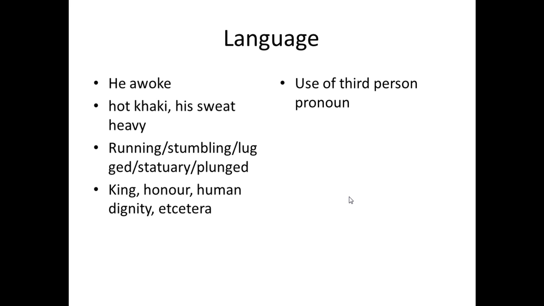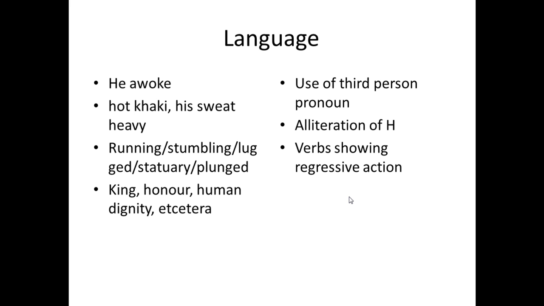Now the language. We have the use of the third person pronoun, he, his. We have the alliteration of H in the early part of the poem, and then we have these verbs showing a regressive action in that it's going back, it's degenerating: running, stumbling, lugged, statuary and plunged. And then we have these grand themes in the final stanza, and they are dismissed with the etc.